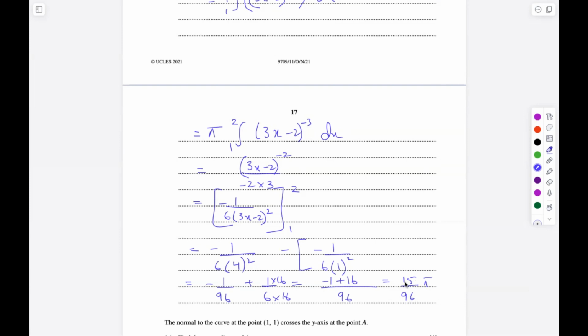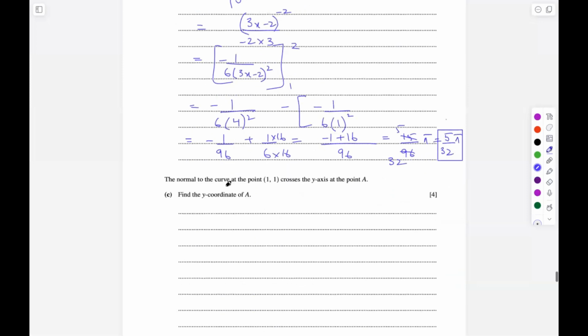Now we can divide this answer by 3 to simplify this. So 3 goes into 15 five times and into 96 thirty-two times. We can write the final answer as 5 upon 32 pi for the volume of the shaded region.